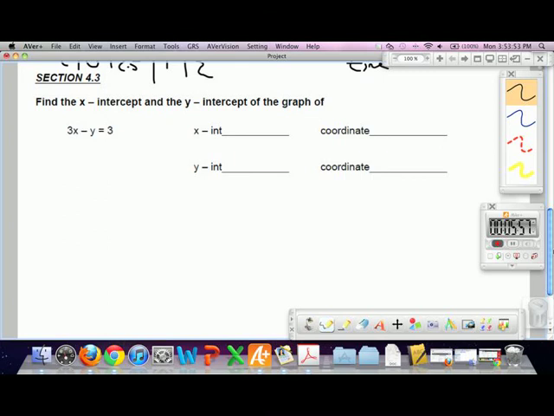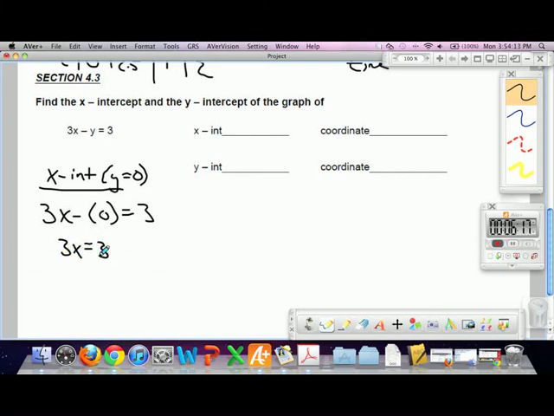Find the x and y intercepts. Recall from class that the x intercept we get when we have no y value, when y is equal to 0. So we take 3x minus, substitute 0 for y. Also notice when I want to write the x intercept as a coordinate, my x is 1 and y is 0. So my coordinate will be x is 1, y is 0.